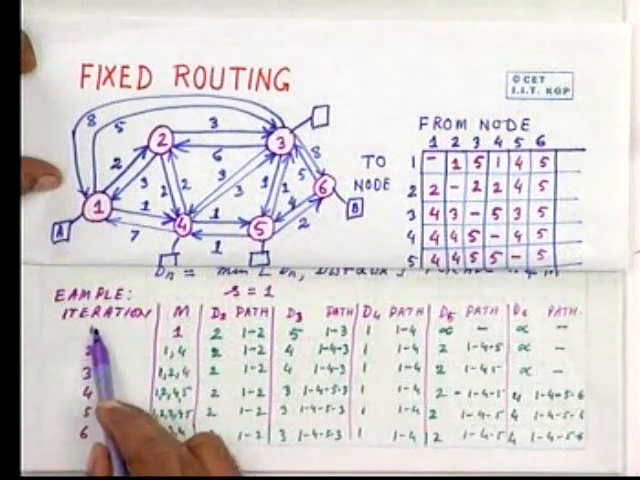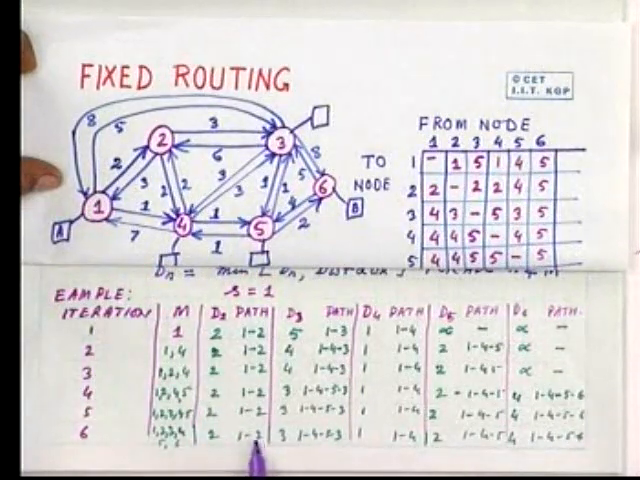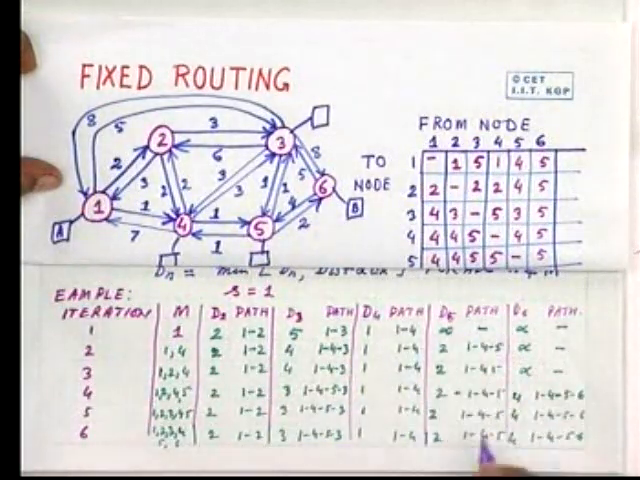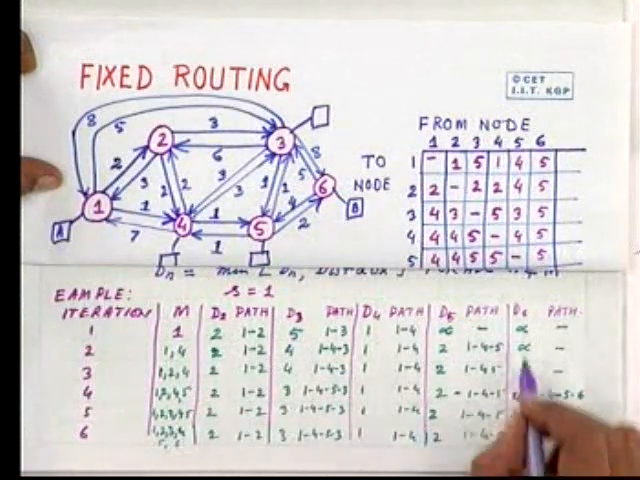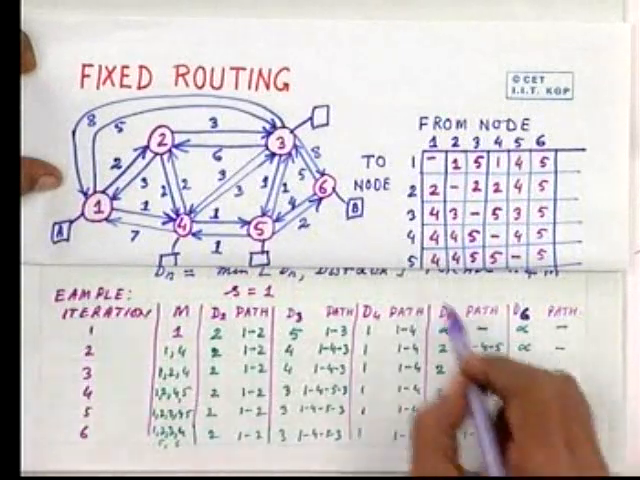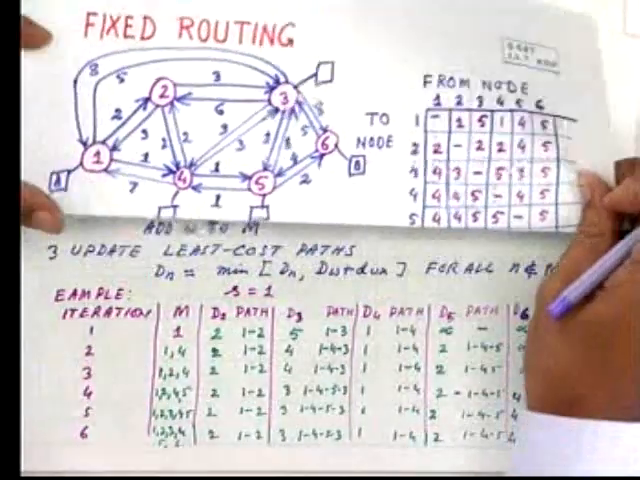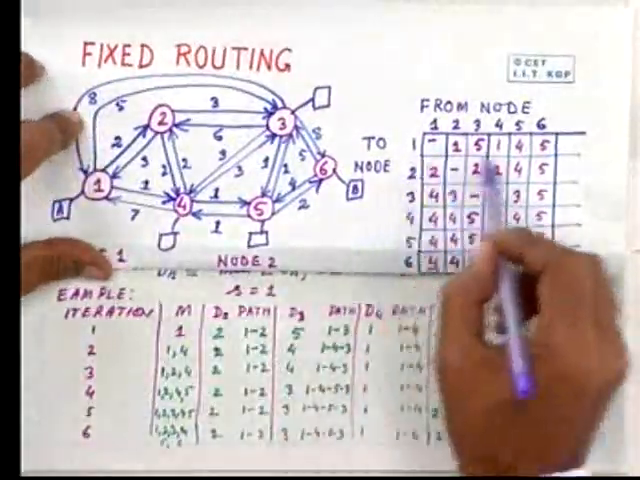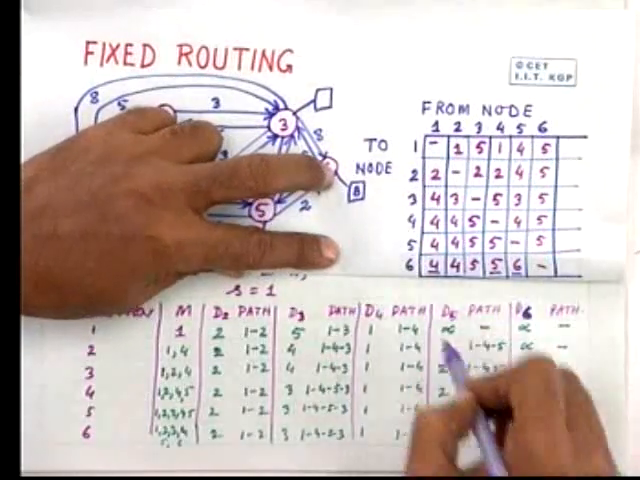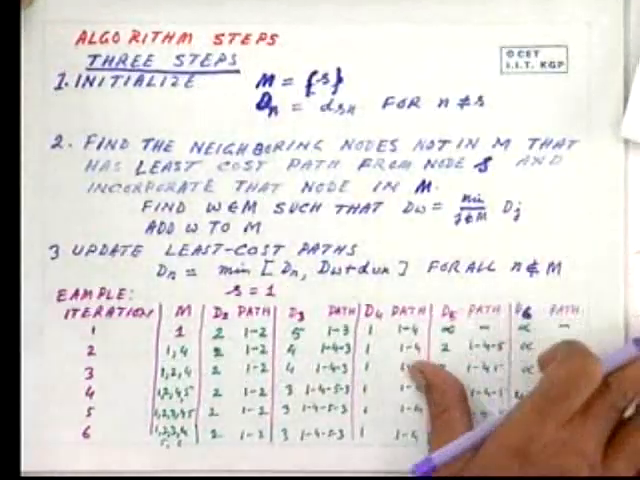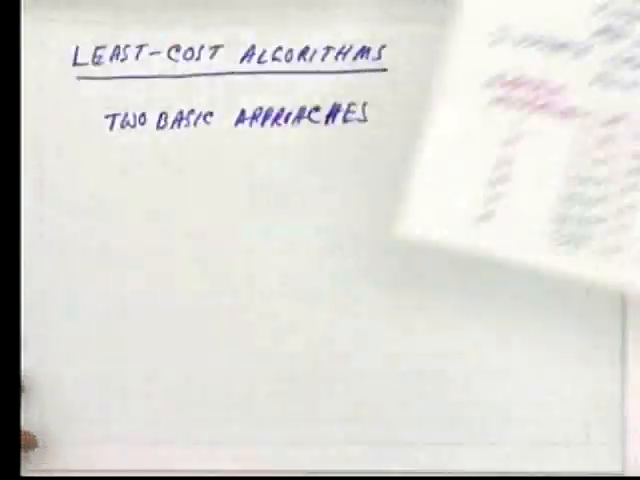As you can see, from 1 to 2, path is 1, 2. For 3 it is 1, 4, 5, 3. For 4 it is 1, 4. For 5 it is 1, 4, 5. That is the least cost path. For 6 it is 1, 4, 5, 6. And from this you can easily make the table, which I have already shown. So using this algorithm, you can build up this table. So in this way, by using Dijkstra's algorithm, the least cost path can be obtained.